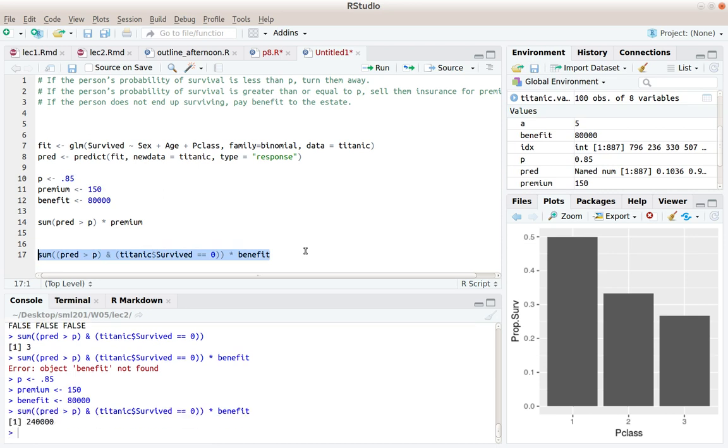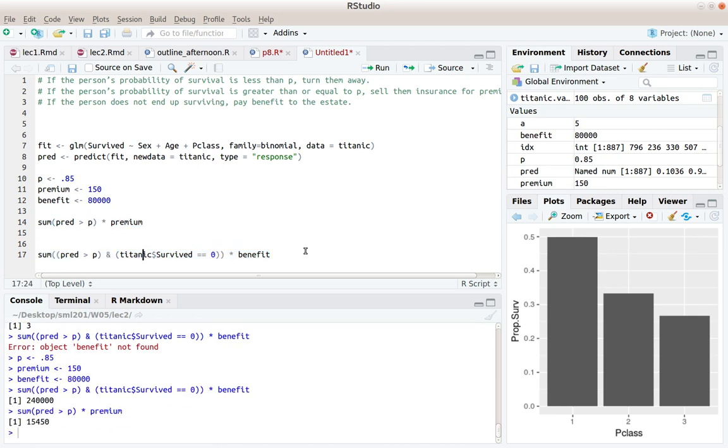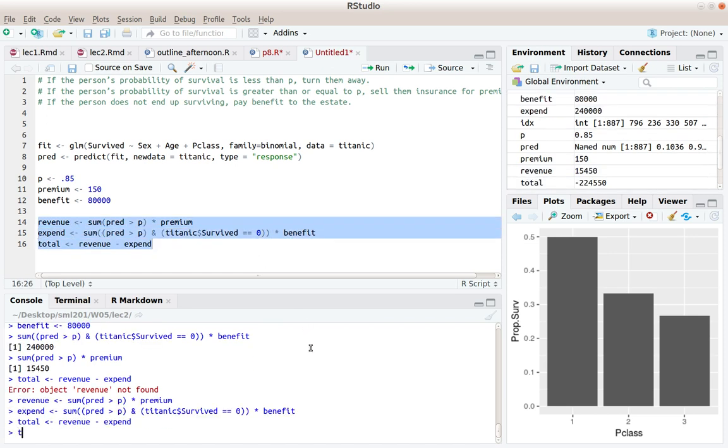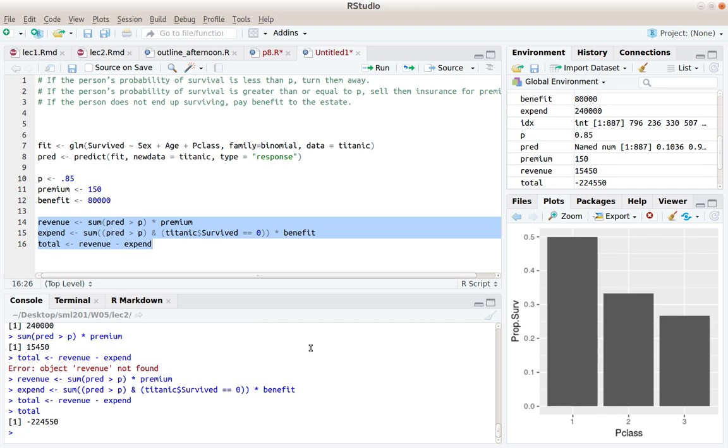So this is how much we paid out. This is how much we took in. So we can be nice about it and say that this would be the revenue, and this would be the expenditures. So like this. And now the total is going to be revenue, how much we took in, minus expenditure, how much we paid out. So in this case, the total would be minus $250,000 approximately.